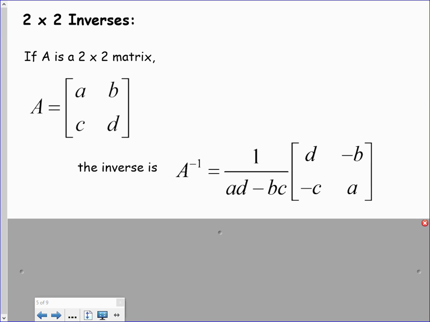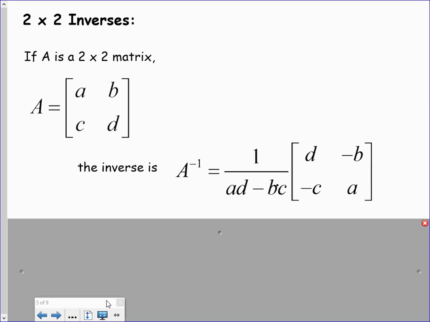Okay, now you have this little scalar out front, this 1 over AD minus BC, okay? And that's just the difference of the products of the diagonals. So you do A times D and B times C, okay, in that first one. And we'll talk more about that next week. That has a special name.